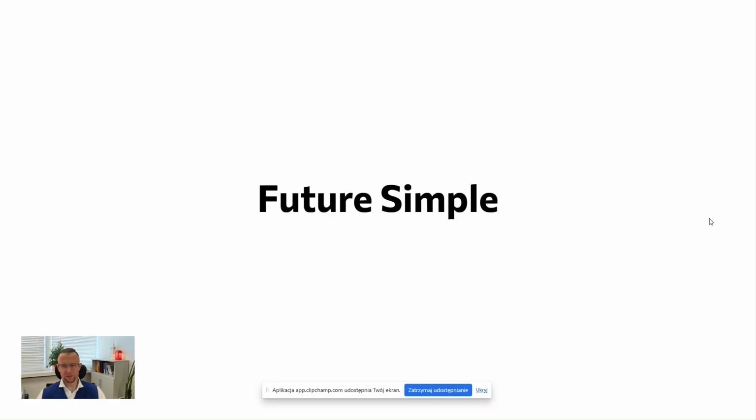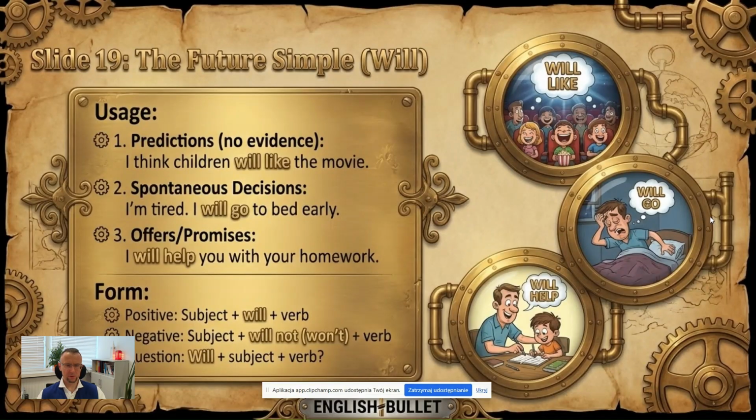And we go to future simple, the tense that talks about what is going to happen, what is planned. Predictions, for instance, with no evidence. I think children will like the movie. When we make a prediction for the future, but we have no evidence, we just feel it, we use future simple will. I think children will like the movie. I know the children, I know the movie, I think they will like it.